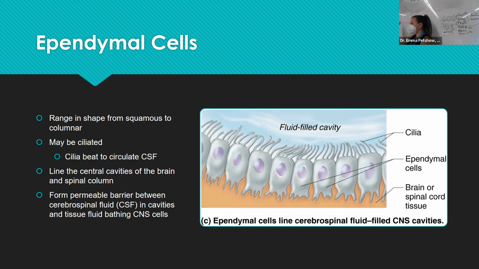So these are going to be our barrier formers. Think about them lining all the tissues, being that physical barrier between our cerebral spinal fluid in certain cavities and cells. So they're going to help be part of that barrier. They're not doing filtration. They're not communicating with the blood directly like astrocytes, but they're physically lining those structures.